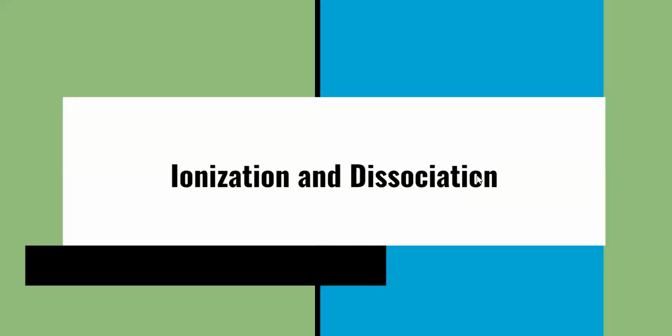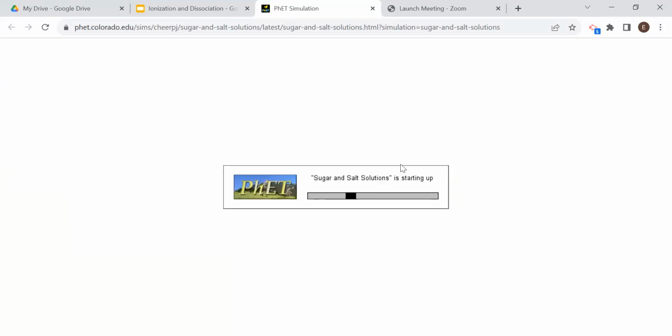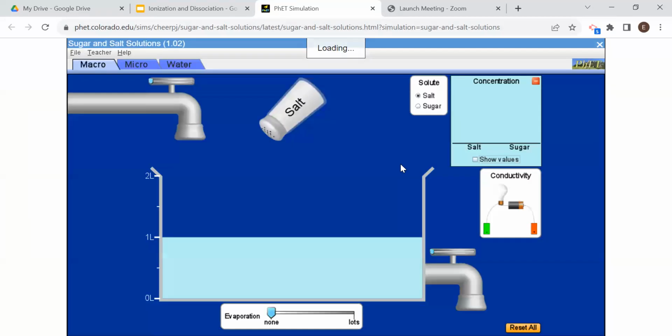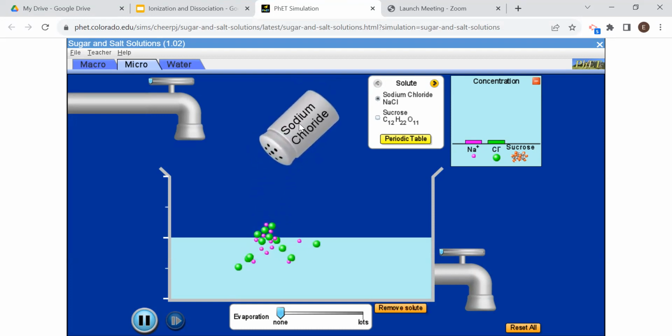This is ionization and dissociation. Before we start defining each of these terms, let's look at this simulation. Okay, let's look at the molecular level. So if we dissolve sodium chloride in water, let's see what will happen. Look at that. It breaks apart into its chloride anion and sodium cation.